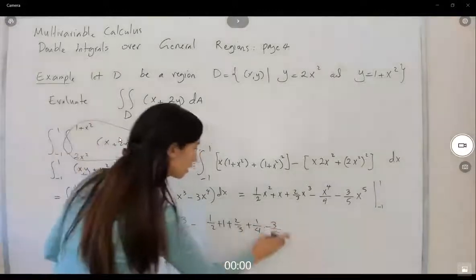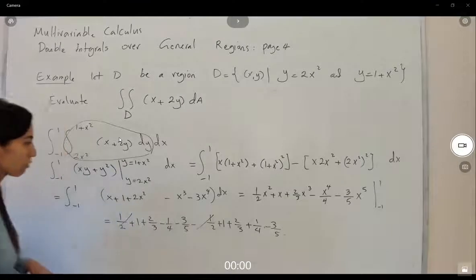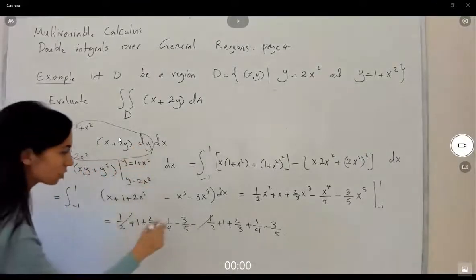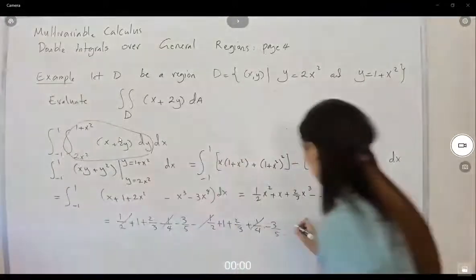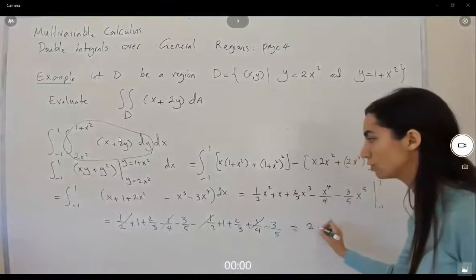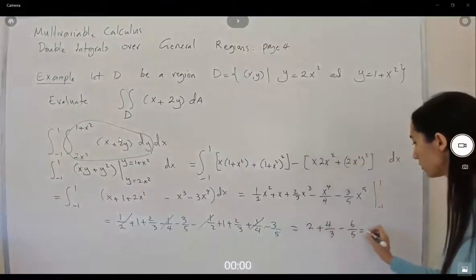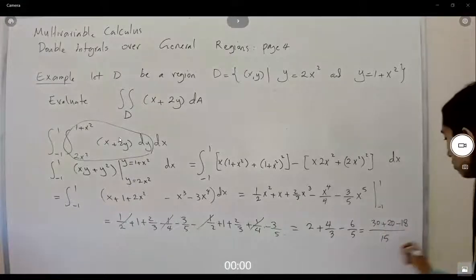Very well. Let's see. Can we simplify this? Yes, of course, because of symmetry. You could have seen it there. So a 4th, -1/4. What's left? You're left with 2 plus 4/3 minus 6 over 5. So the common denominator is 15. You get 30 plus 20 minus 18, which is equal to 32 over 15.